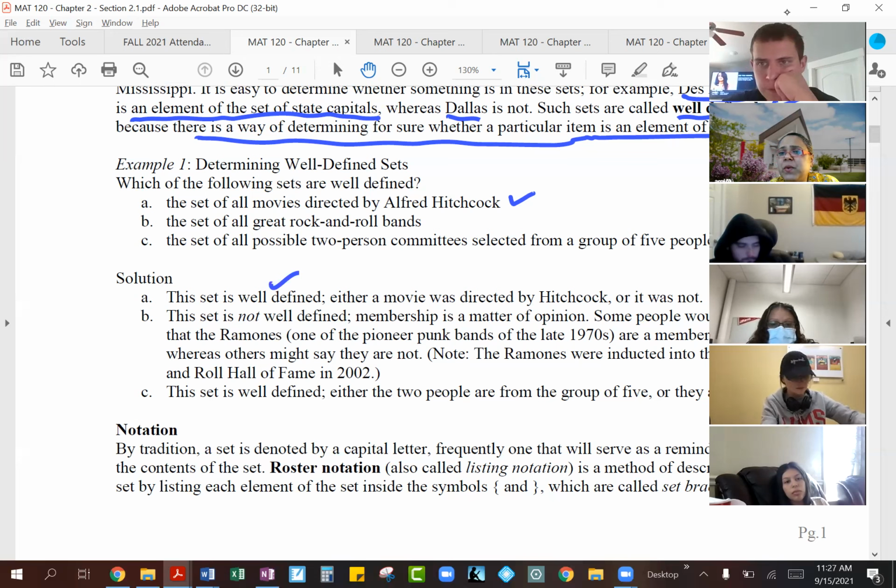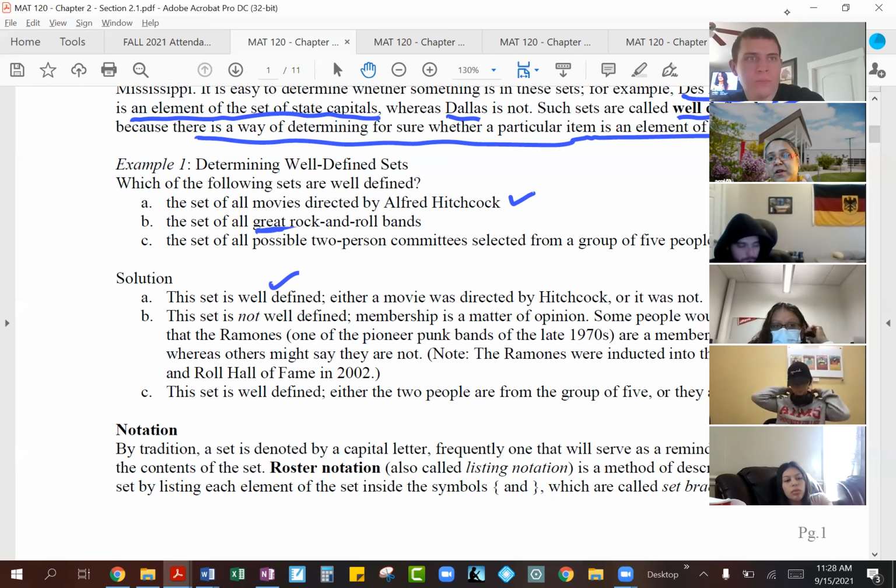But now, looking at the terminology, we're talking about the set of all great rock and roll bands. Now, if you remember, when we were talking about logic and we had talked about having, oh man, that terminology just flew out of my head.